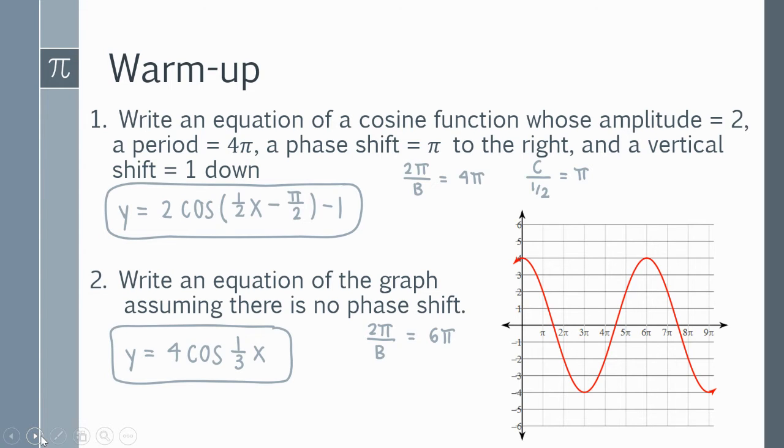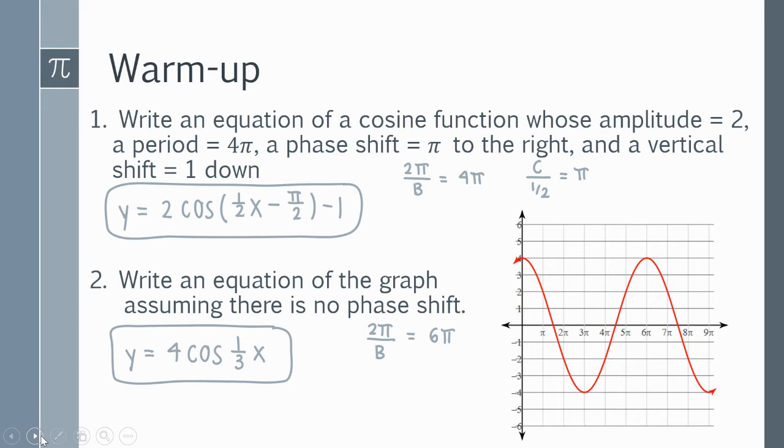All right, writing an equation given the information, you should have come up with y equals 2 times the cosine of 1/2 x minus pi over 2 minus 1. So don't forget your phase shift. You have to think of it as c divided by b. Don't just think of the phase shift as c. So be very careful there.